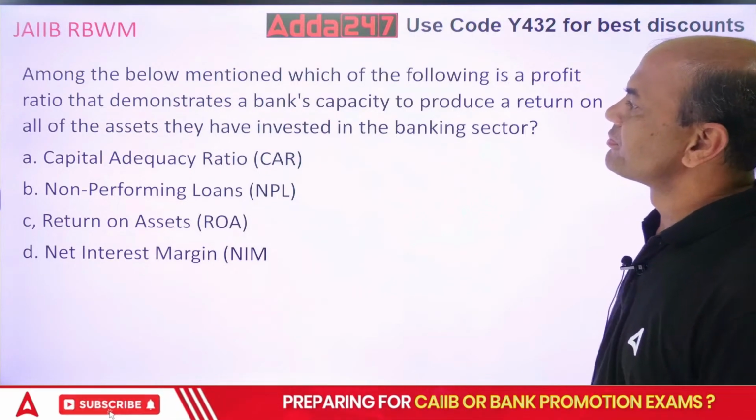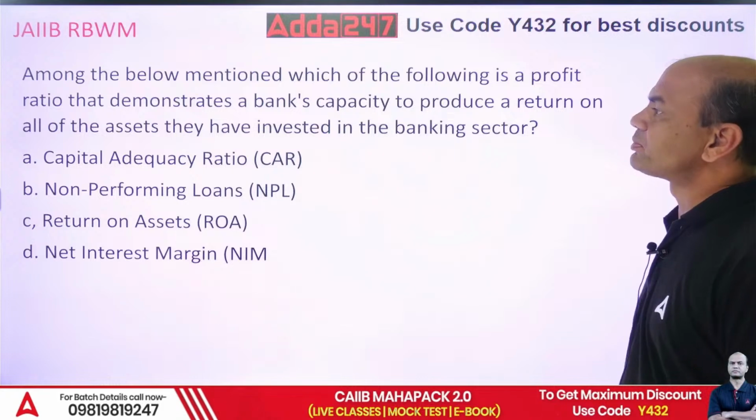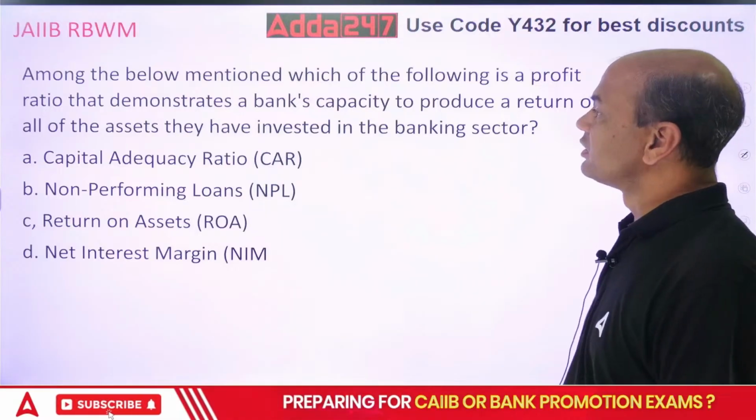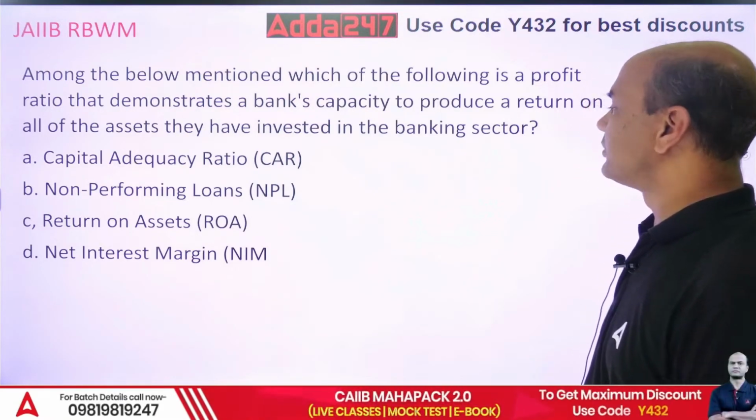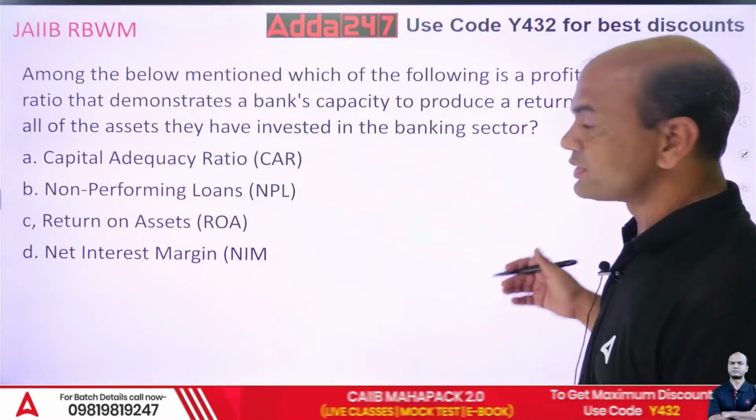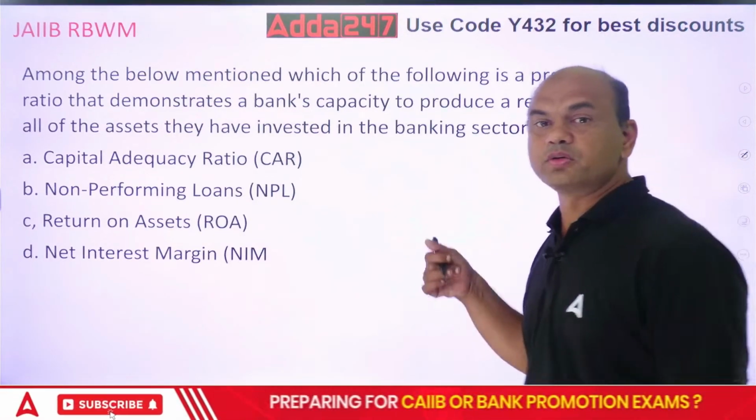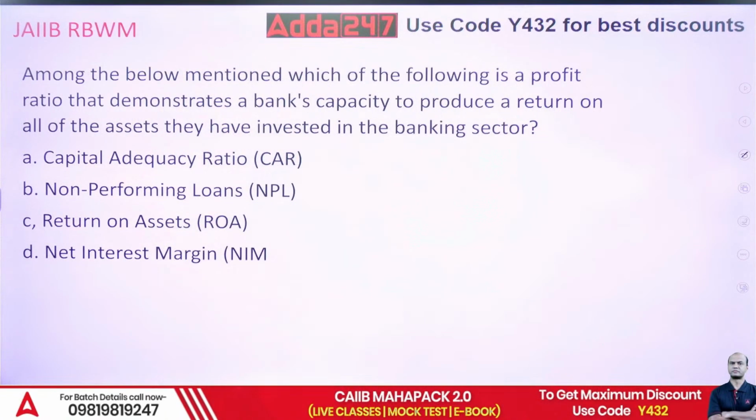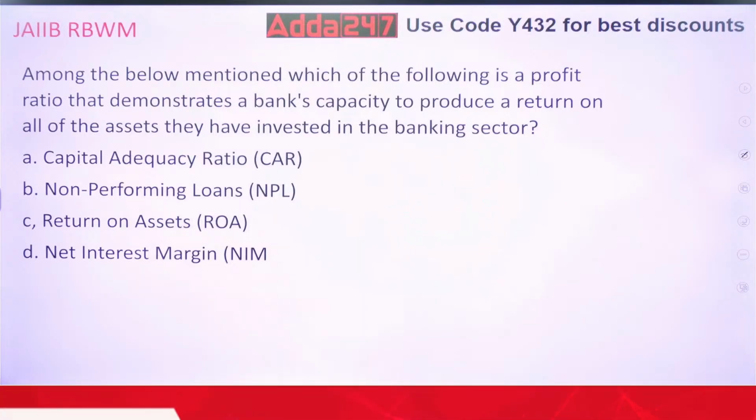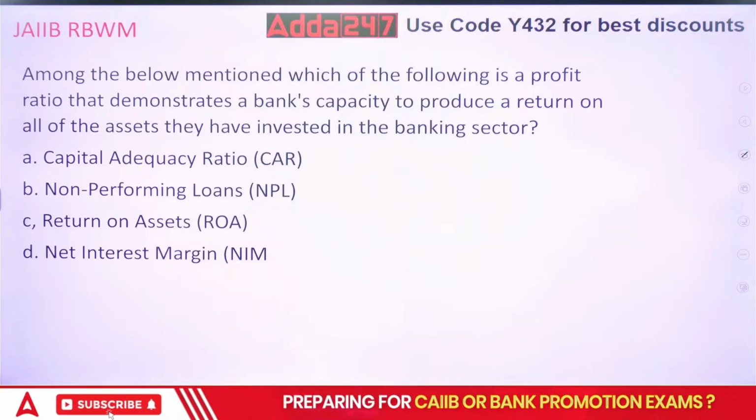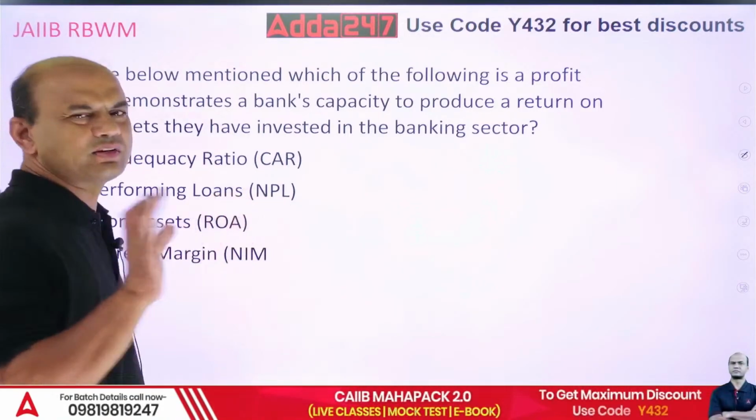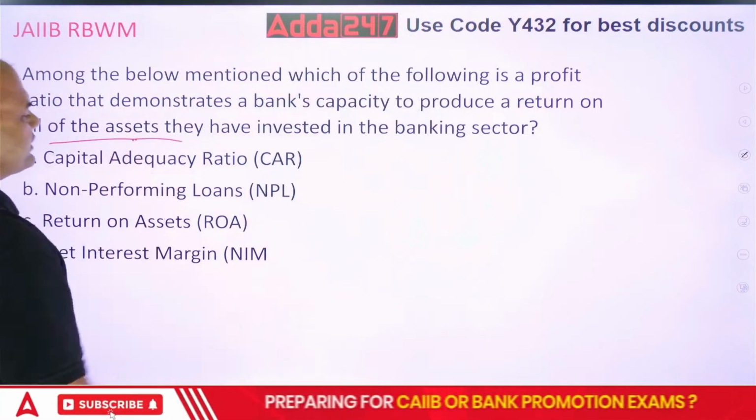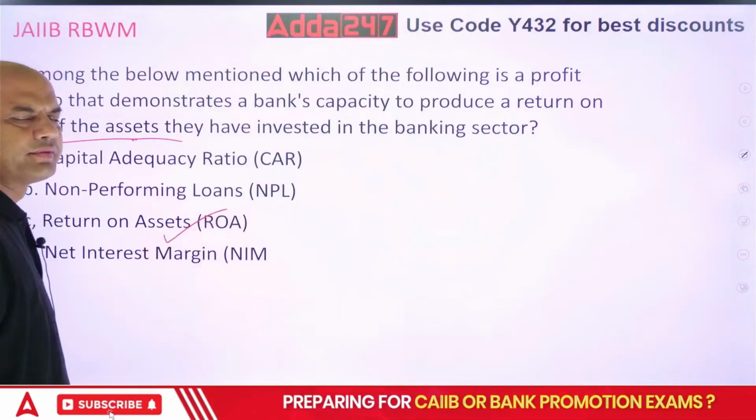Next. Among the below mentioned, which of the following is a profit ratio that demonstrates bank's capacity to produce a return on all the assets they have invested in the banking sector? Now this is the question of your branch profitability, module A. Think, everyone. Which ratio will give the capacity return on asset? Basic logic over here is return on assets. All the assets. So obviously the answer will be this, ROA, isn't it?